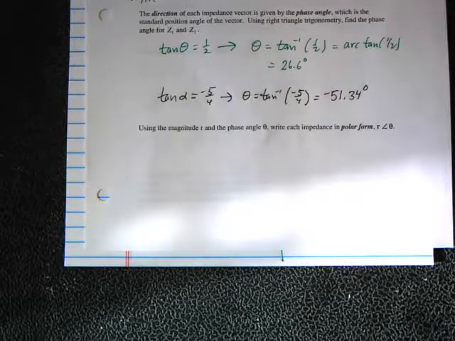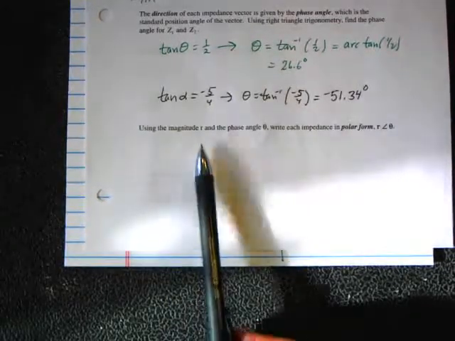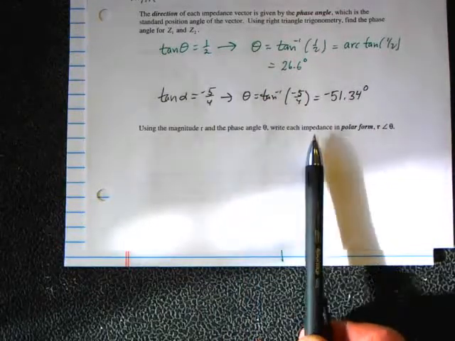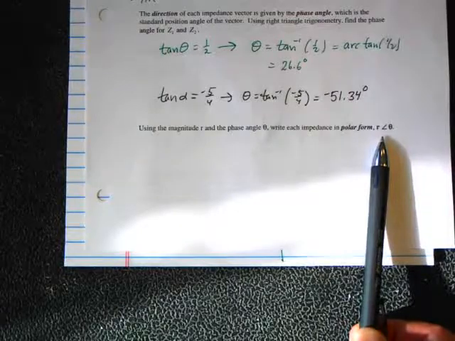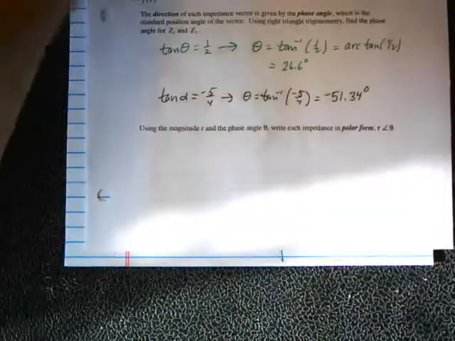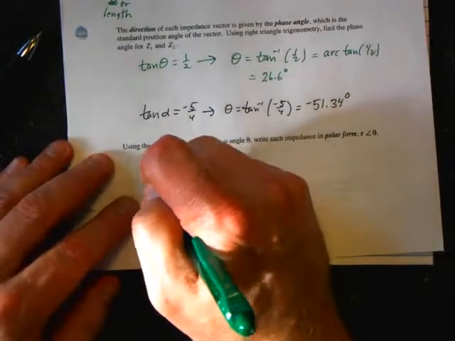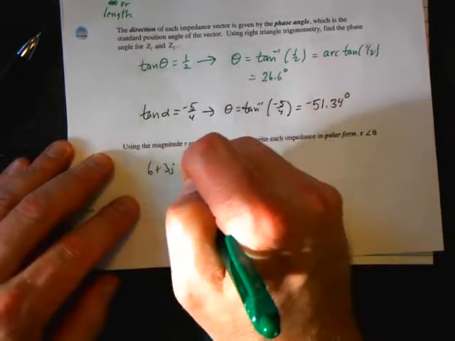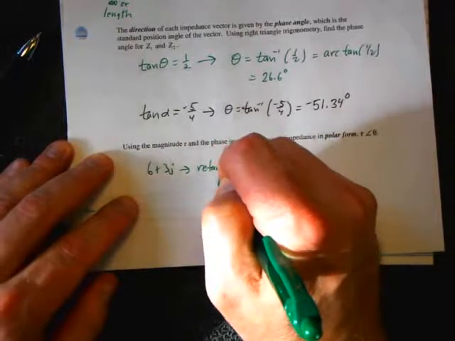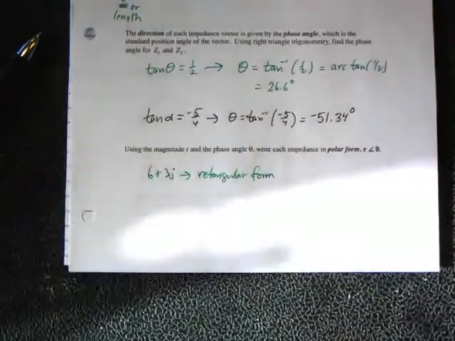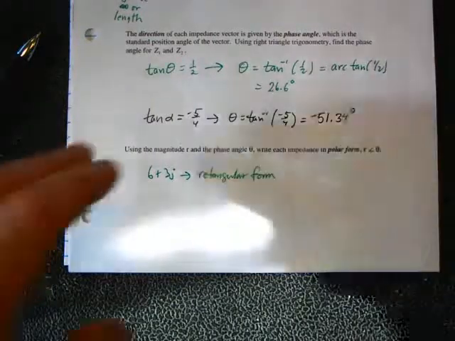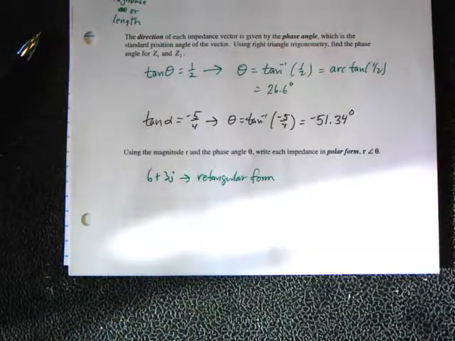All right. So the last thing we talk about is using the magnitude r and the phase angle theta. Write each impedance in polar form. So rectangular form was this 6 plus 3j. Why is it called rectangular form? Because we're dealing with a rectangle. We're going right and up. Basically, you draw a rectangle.